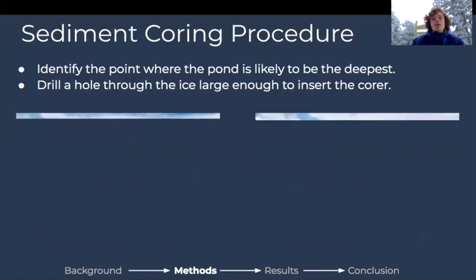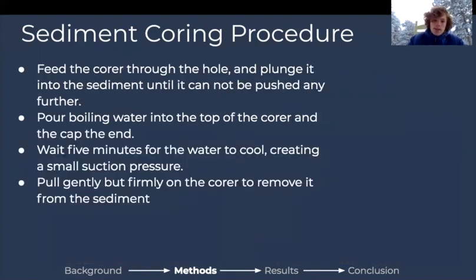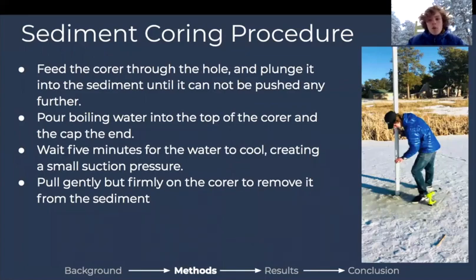The method I used to obtain the core was that I'd first identify the point on the pond where it'd probably be the deepest in water. Then I would drill through the ice, which was about 12 inches thick and took about 45 minutes each time. Next, I would insert my corer into the sediment and apply my full body weight onto the core so that it would get all of the sediment.